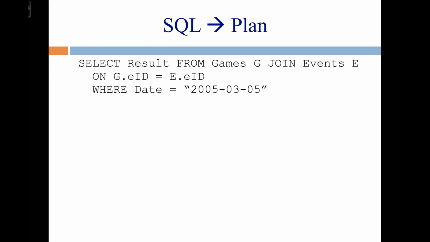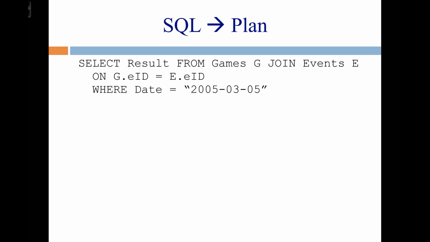Let's look at a simple example from the chess database. I want to find the result, or in other words, the winner, of all games on a certain date. Since the result is in the games table and the dates are in the events table, we need to do a join. So I have games join events, and the on condition is just where the EIDs match. So it's like a natural join. There are lots of different ways you could do this. If you think about this in terms of relational algebra, there's a join, a select, and a project, and there are different orders in which we can do those things.